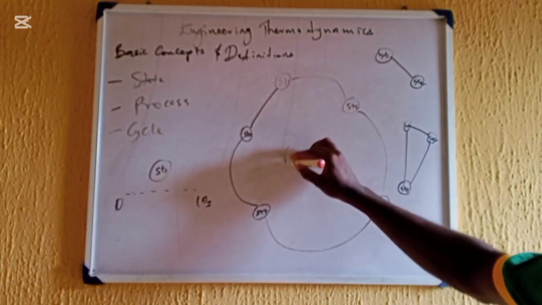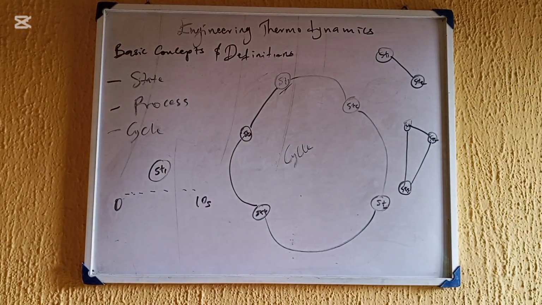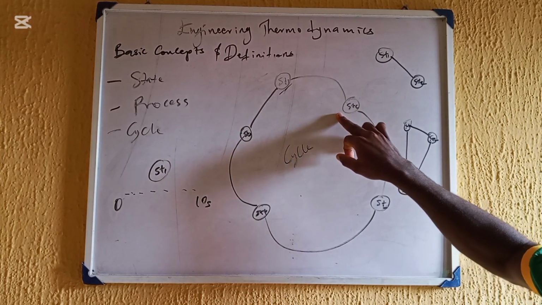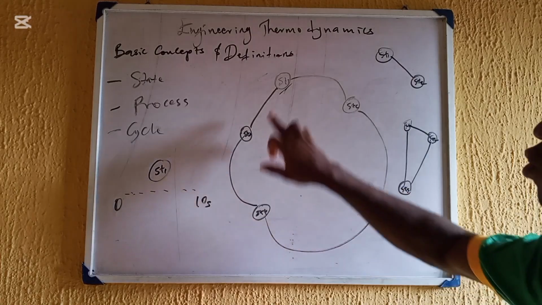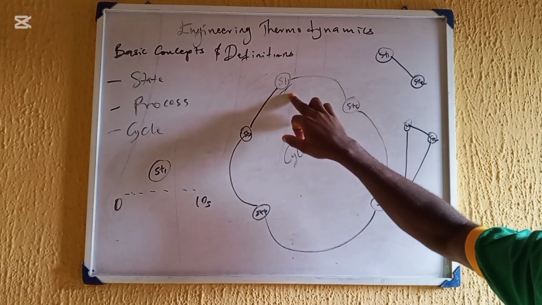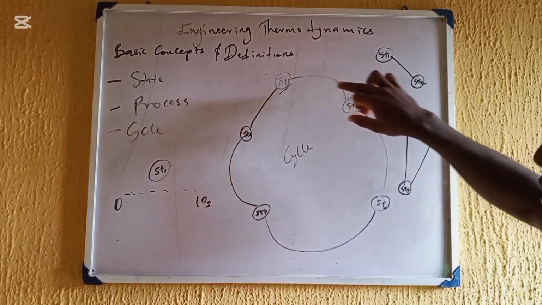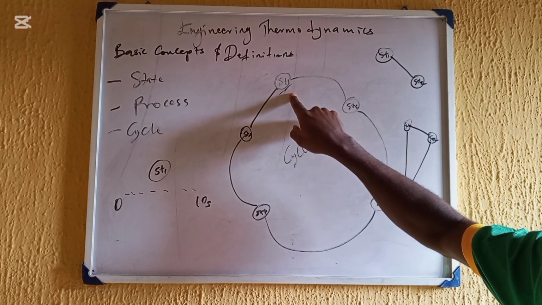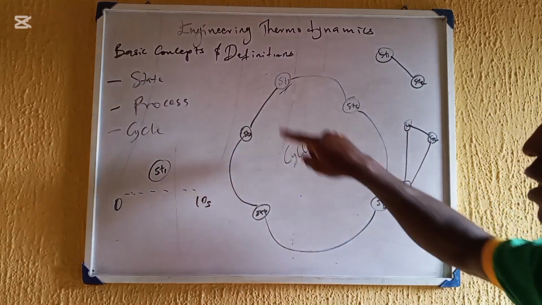Now, here is a cycle. Why is it a cycle? Let's assume we started from state 1. We have the first process leading us to state 2, second process leading us to state 3. Then like that, we got back to state 1. This is a cycle. Why? We started from state 1, then we came back to state 1. So we'll have the same properties because we came back to the same state.